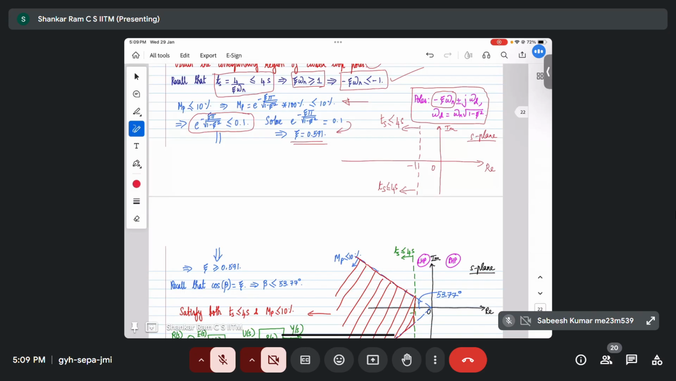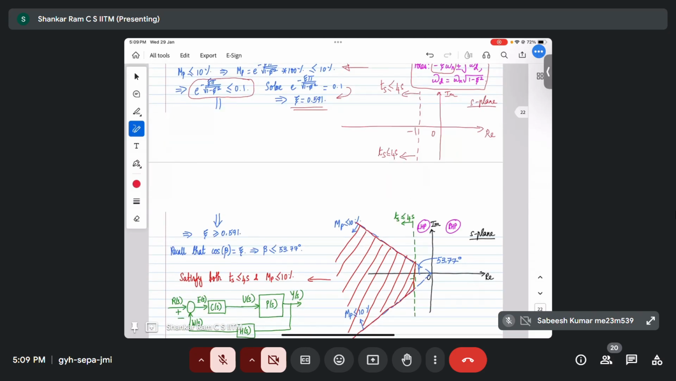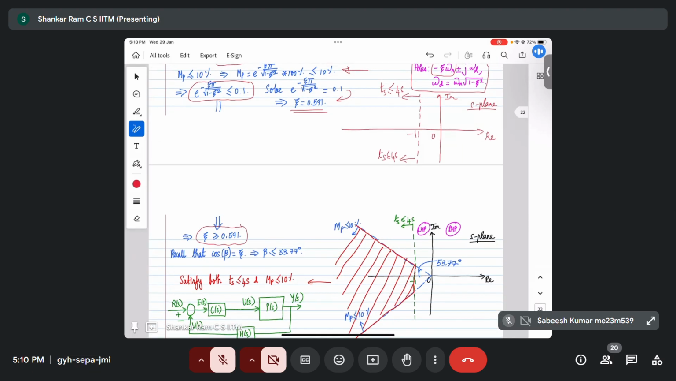But what about the inequality? Okay, so it turns out that if peak overshoot has to be less than or equal to 10%, zeta should be greater than or equal to 0.59. Okay, because if you recollect, even from a physical intuitive perspective, as the value of zeta increases, what will happen is that the peak overshoot will decrease. Okay, so that's what will happen as far as the system response is concerned. So consequently, zeta should be greater than or equal to 0.59.